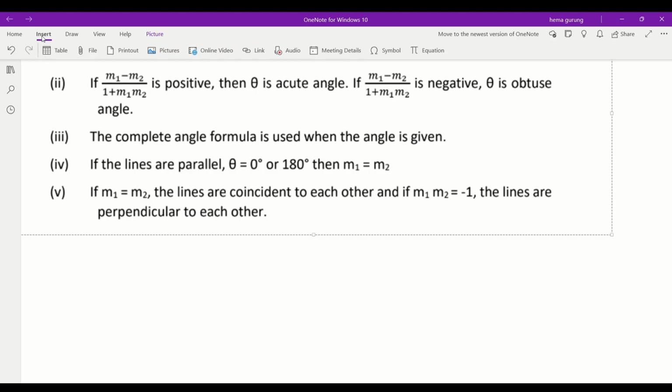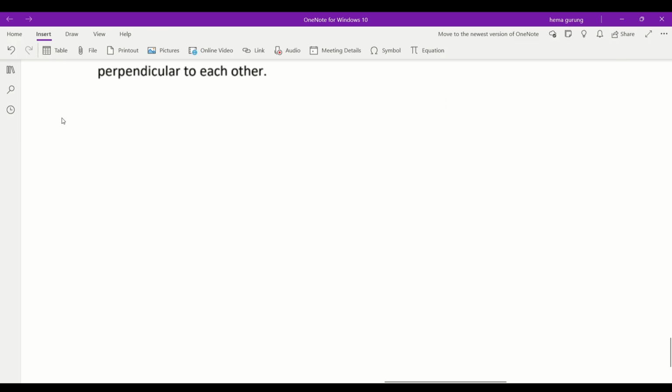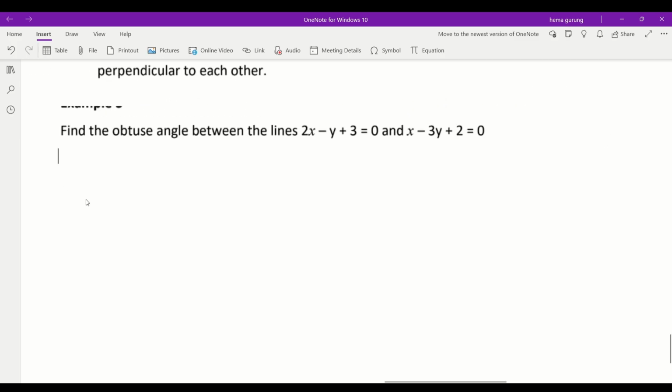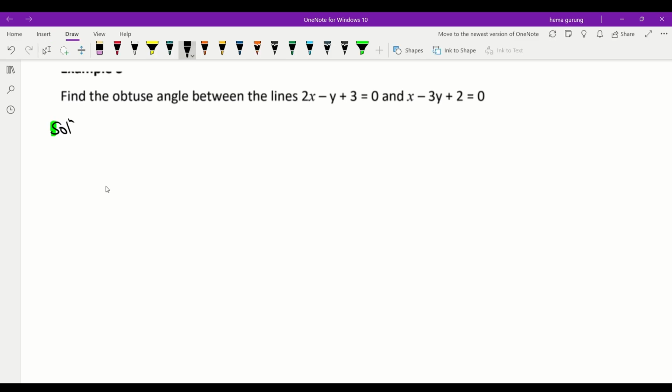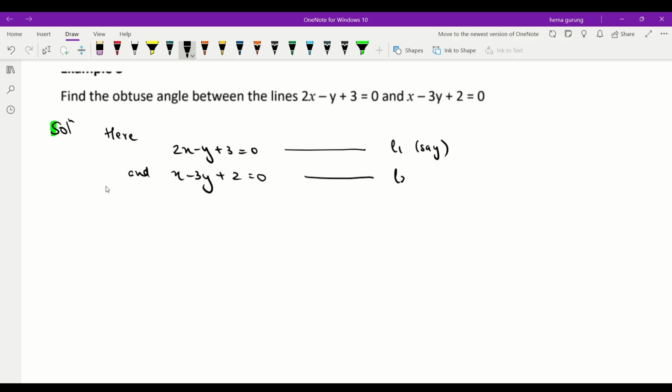Let's try one question related to this. So here is the question. You need to find the obtuse angle between these lines. So here we have 2x minus y plus 3 equals to 0 and x minus 3y plus 2 equals to 0. Let's say this is line 1, this is line 2.